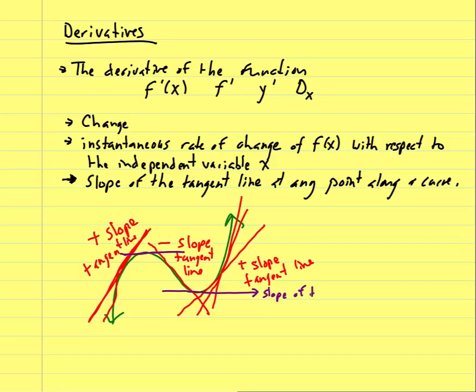We like to know where the slope of the tangent line is 0. Something important is going on there. In this particular case, I can see that it's a relative min. Over here, I can see that it's a relative max.